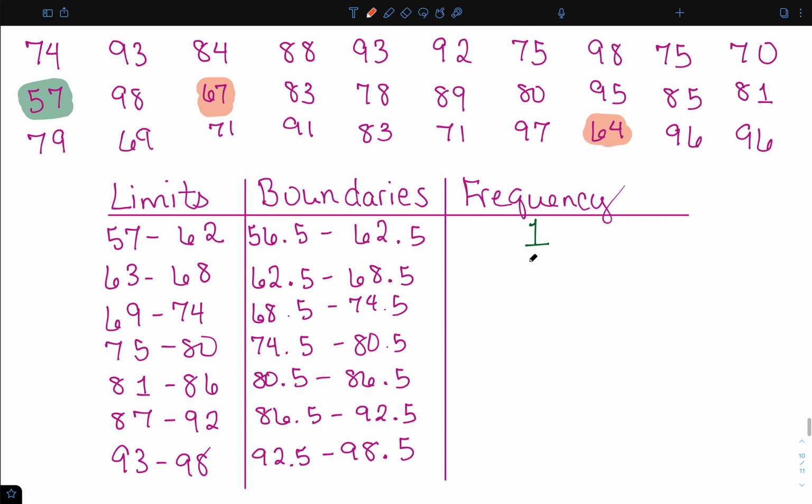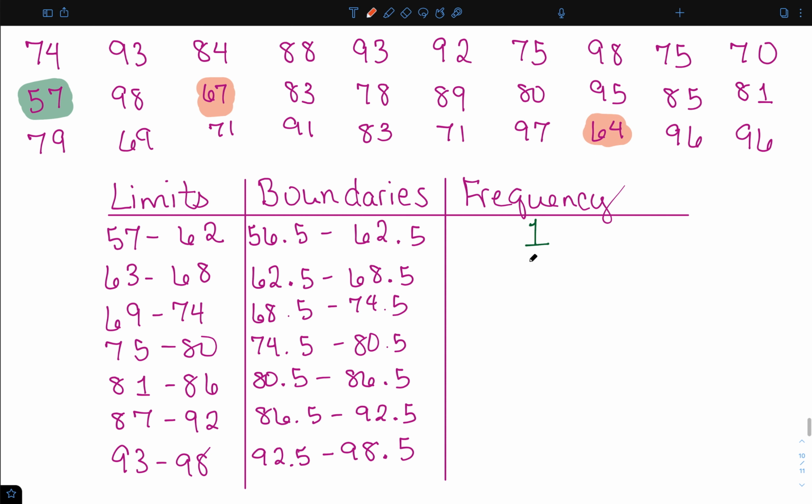Next, let's look for values between 69 and 74. We have 1, 2, 3, 4, and 5. So that class will have a frequency of 5. Next, we look between 75 and 80. We have 1, 2, 3, 4, 5 values. So this class also has a frequency of 5. Looking between 81 and 86, we have 1, 2, 3, 4, 5. So another class with a frequency of 5.